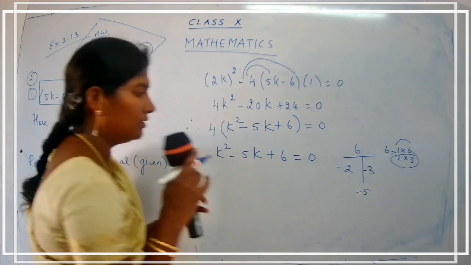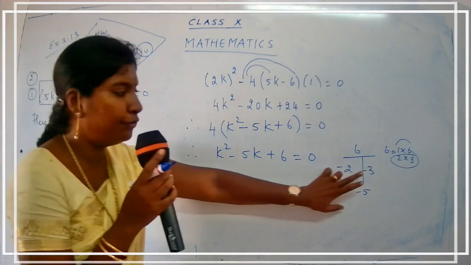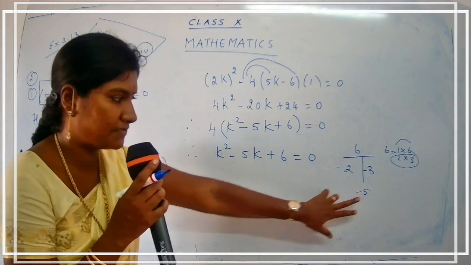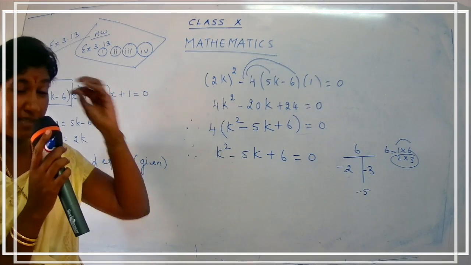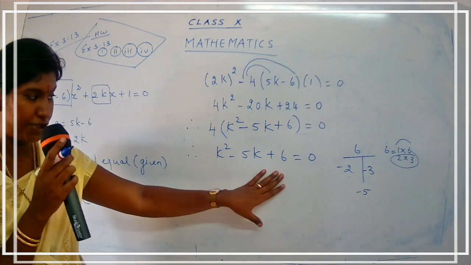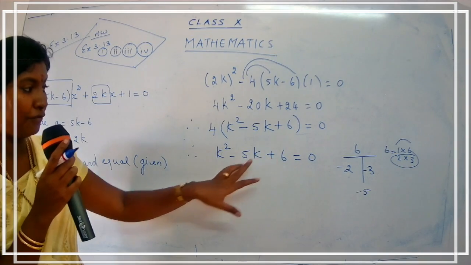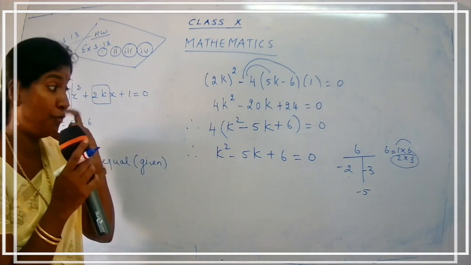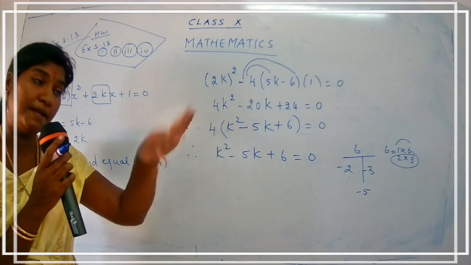So remember this, children. Minus 2 into minus 3 gives you plus 6. Minus 2 minus 3 gives you minus 5. Remember, when you have minus plus as an expression, you have to take it as minus minus. Both the values should be taken as minus minus. If you have plus plus, you should take plus plus.